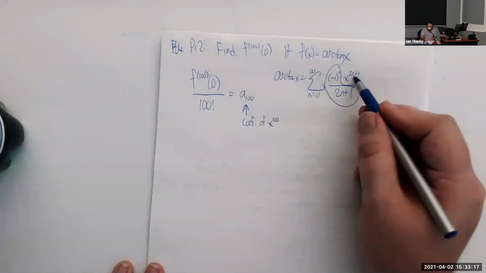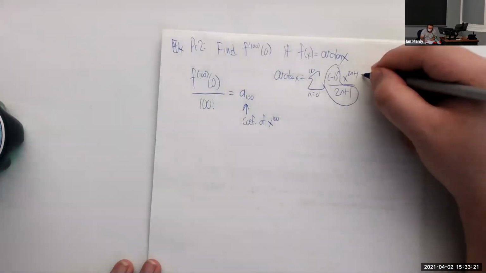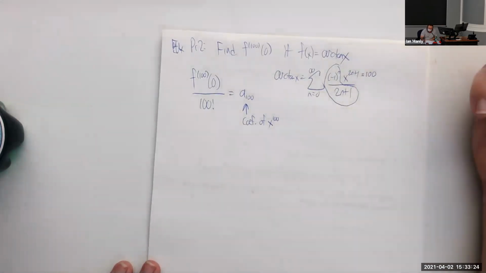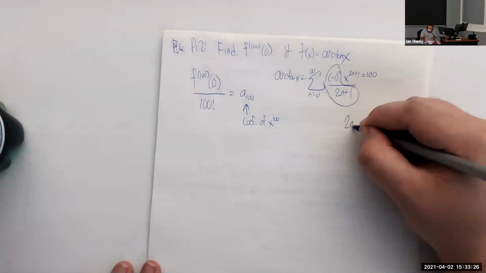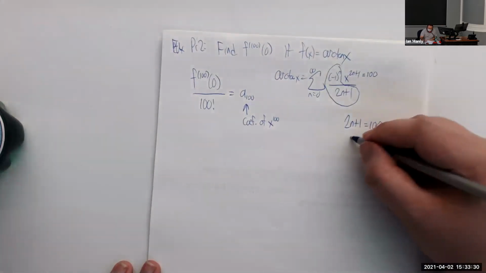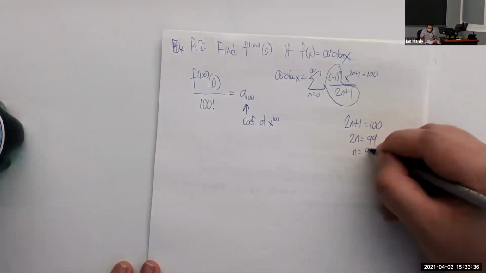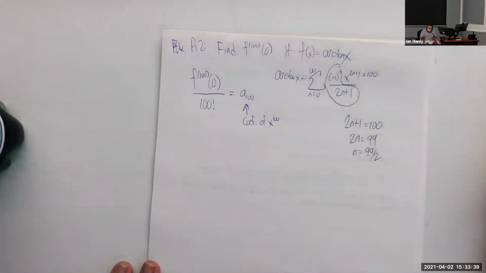Okay, well, let's find out what n value makes our x be 100. So we set this equal to 100 here. The index we're looking for, 2n plus 1, has to be 100. 2n is going to be 99. So it seems like our index has to be 99 over 2.